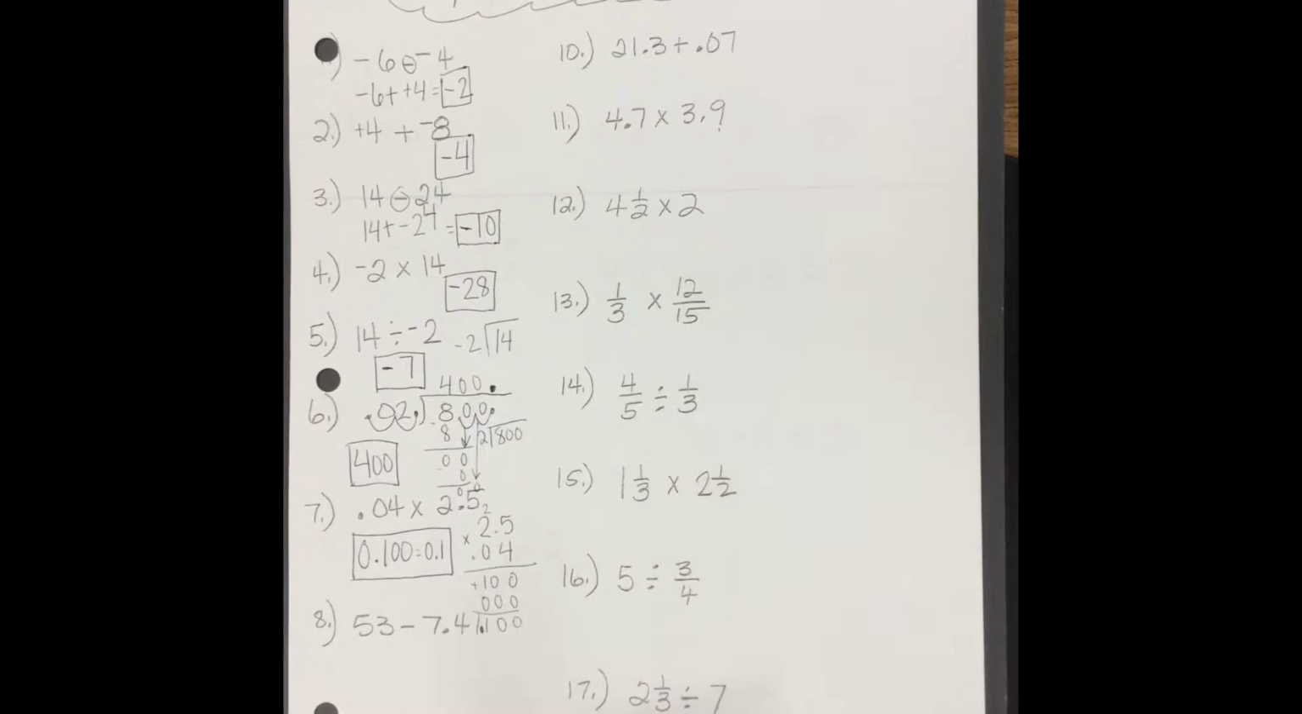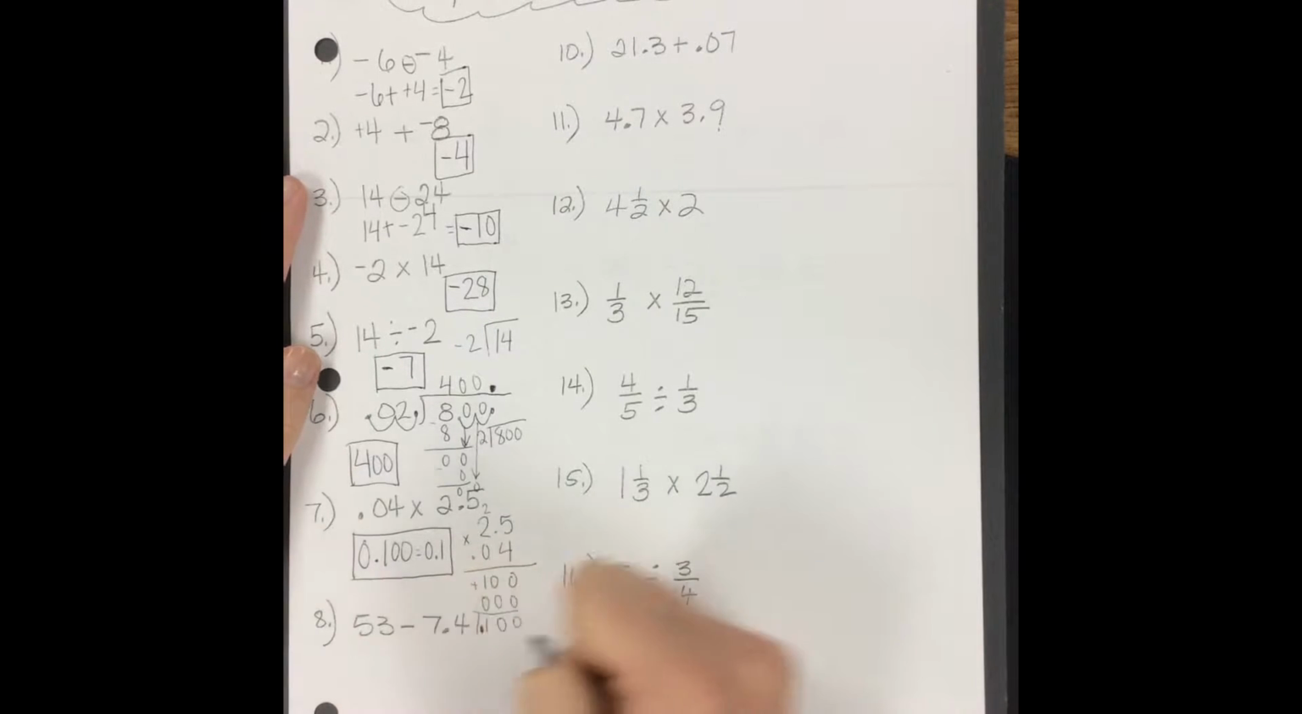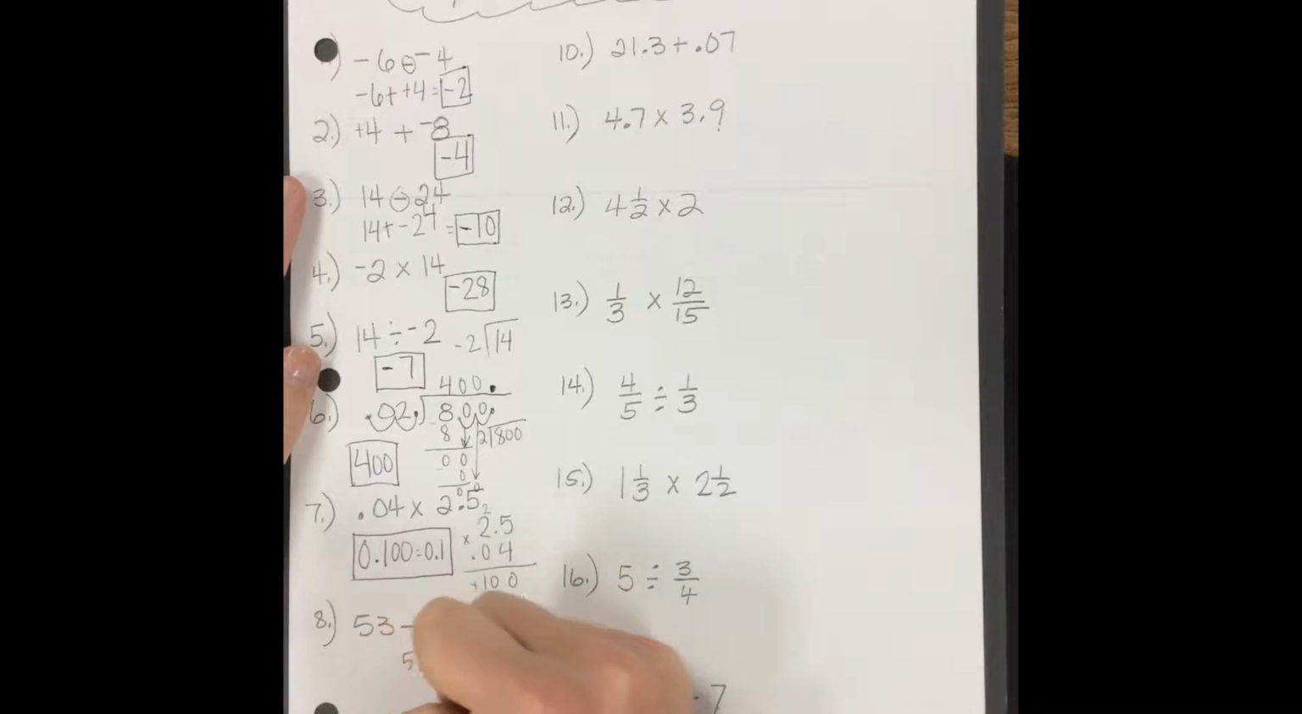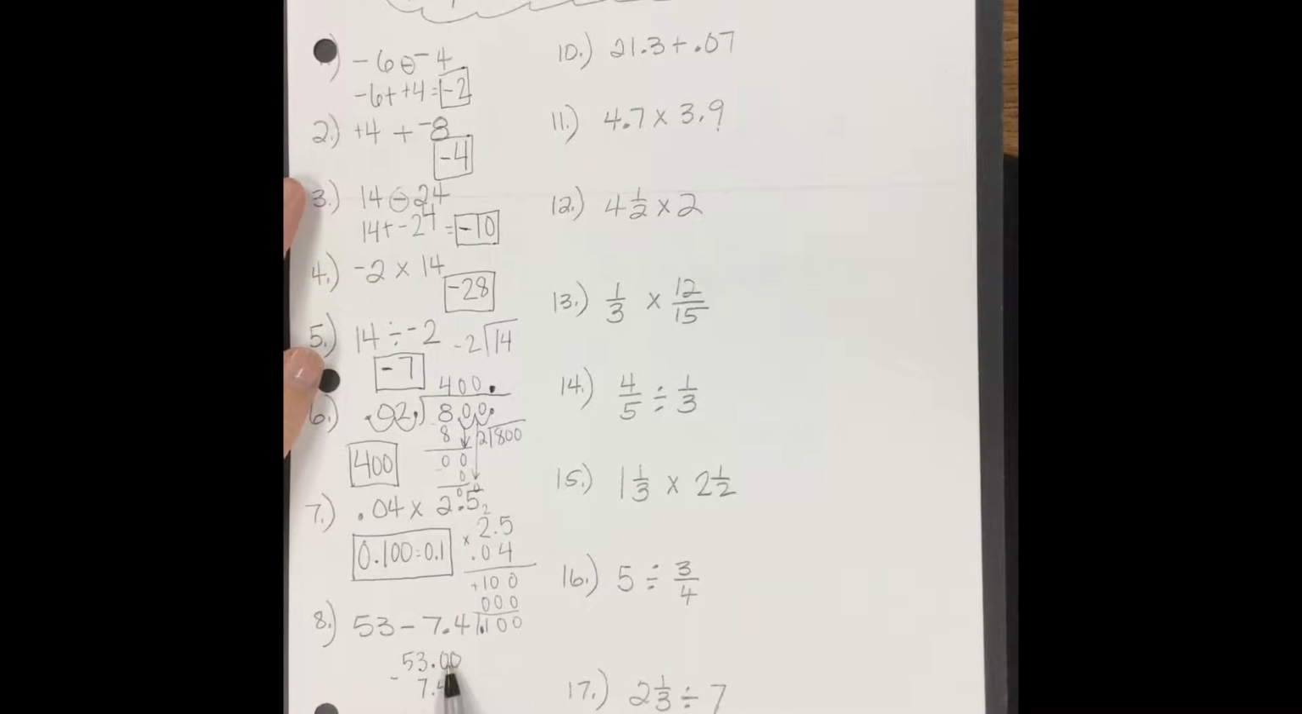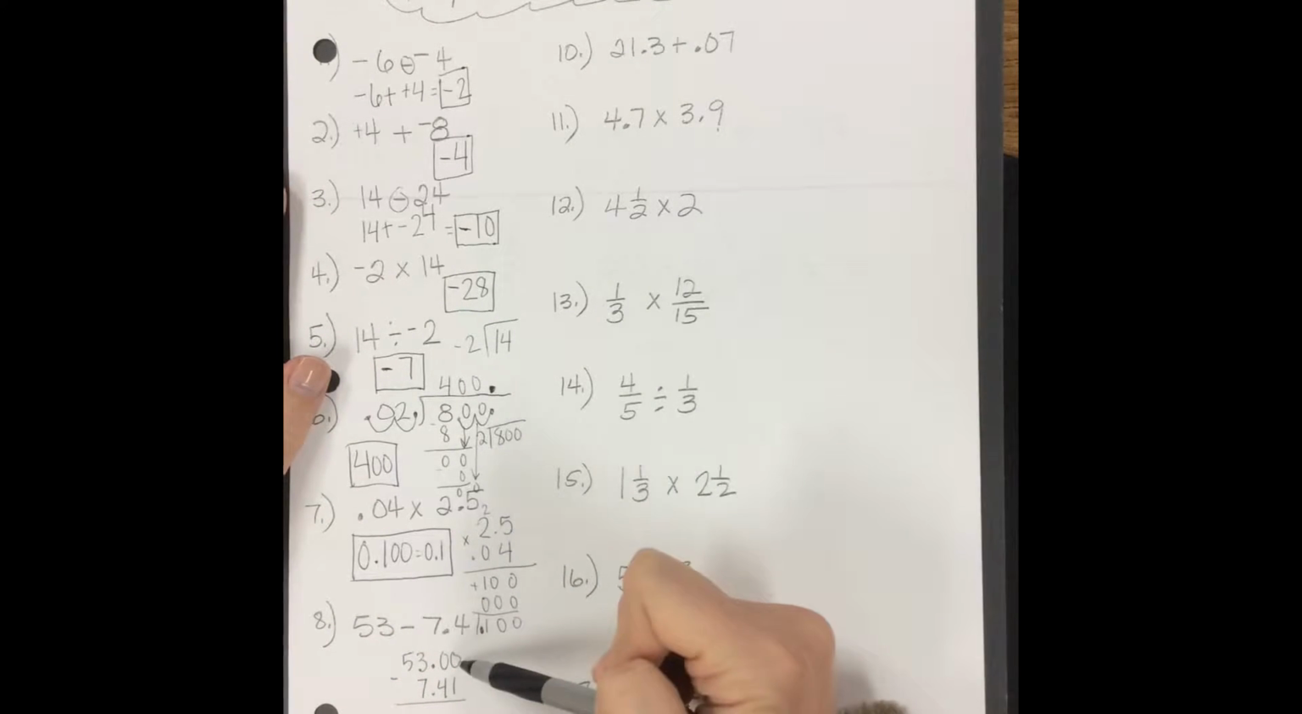Now we have 53 minus 7.41. This is the scenario where I was talking about if you have decimals and you're subtracting or adding, you have to line up your decimals. So we are going to put the bigger number on top. And if we are subtracting 7.41, we're going to need to add 2 zeros to this top number so that when I line up the decimals, I have 2 zeros up on the top here. So now subtract, just like normal.